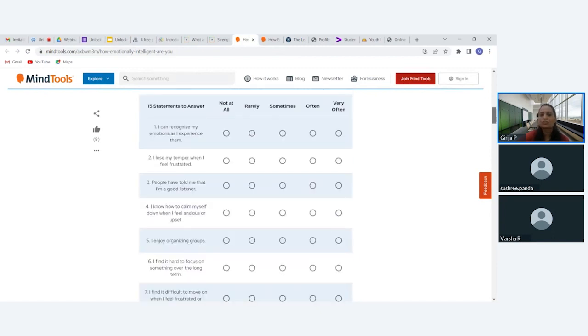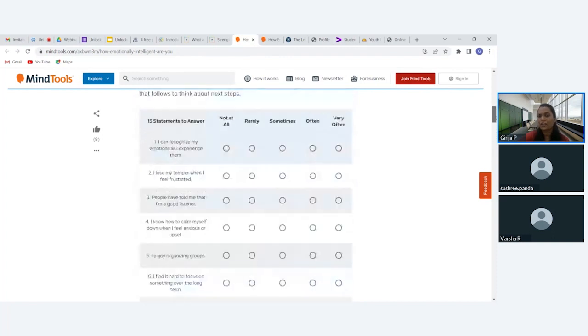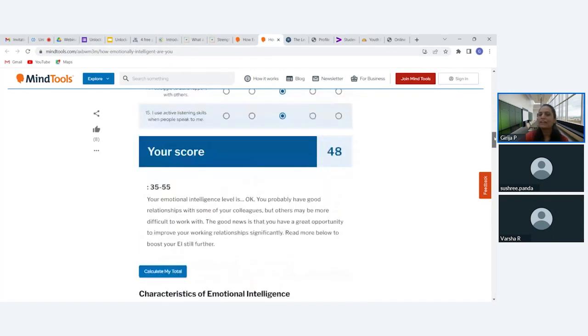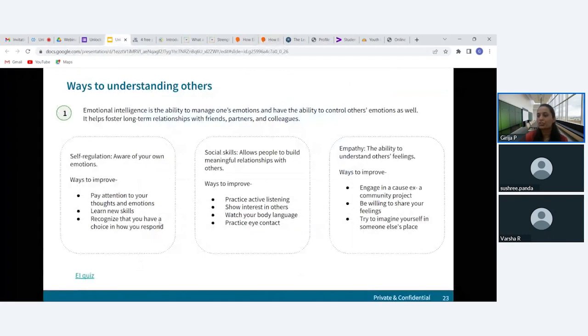So you have a few questions about different situations, and you can choose the appropriate answer based on that situation. I have also taken that test, and my score is 48. It says my emotional intelligence level is okay. Maybe I have a good relationship with a few people, but I'm difficult to work with others. So that is my working area. Maybe I'm comfortable with a few people, but I'm not providing that space where another person can feel comfortable with me, so I can work on that. This is how you can understand your emotional intelligence level.